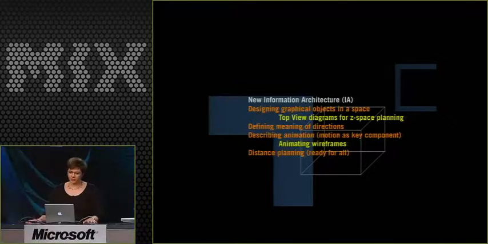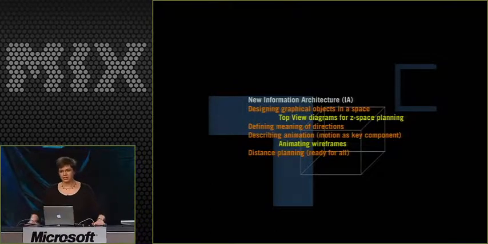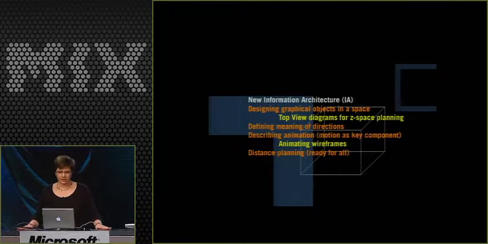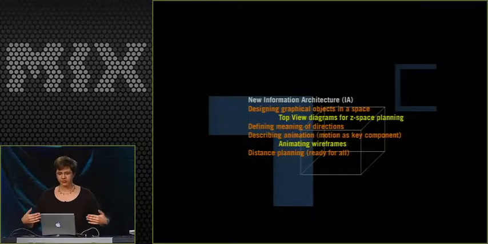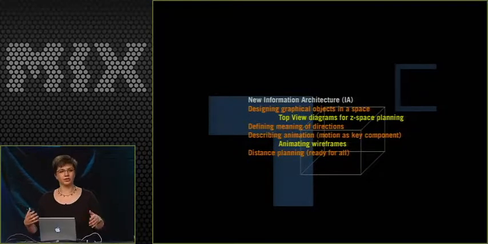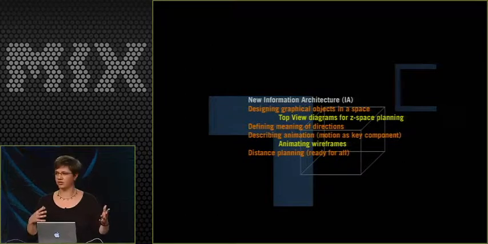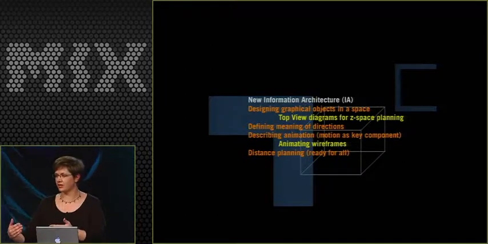Stuff that we find helpful for us is that you're always going to be designing graphical objects in a space. And we often end up doing a lot of top view diagramming early on so you can understand the relationship of those different content experiences within that space.